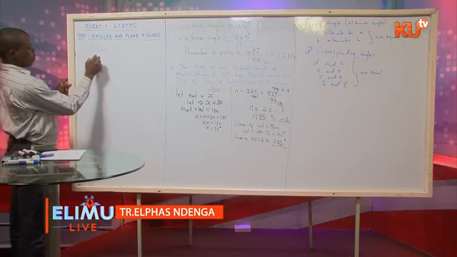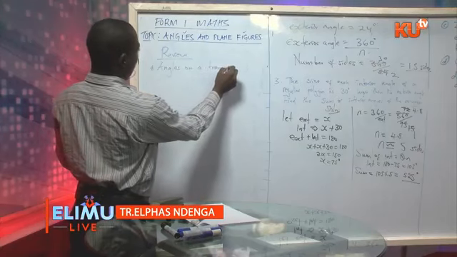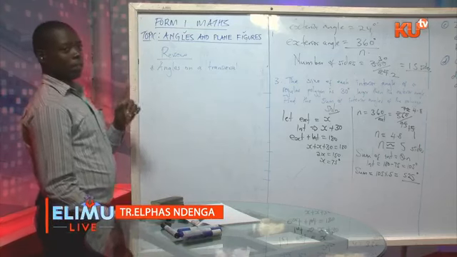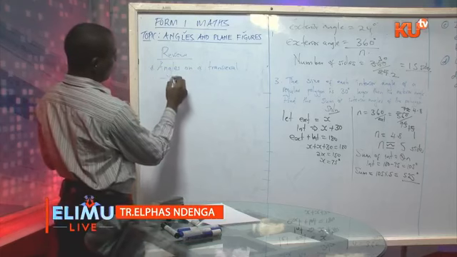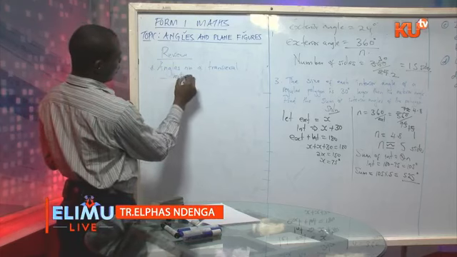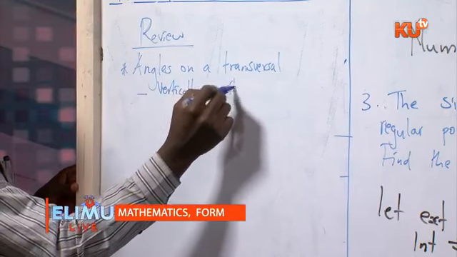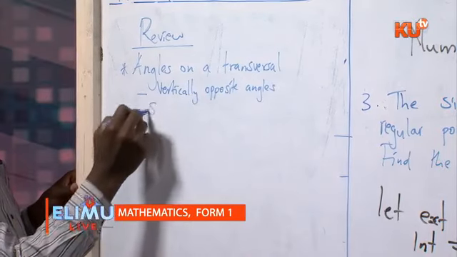Angles on a transversal. If you are asked what are the angles on a transversal, where a transversal is simply a straight line that cuts two parallel lines, then we've listed what we call vertically opposite angles. The rule is that all vertically opposite angles are equal.